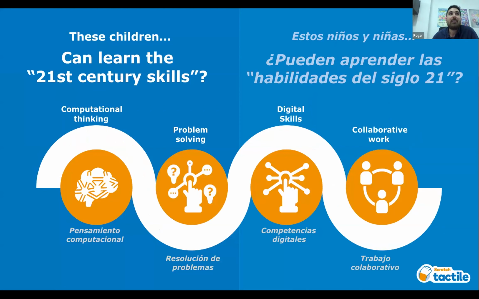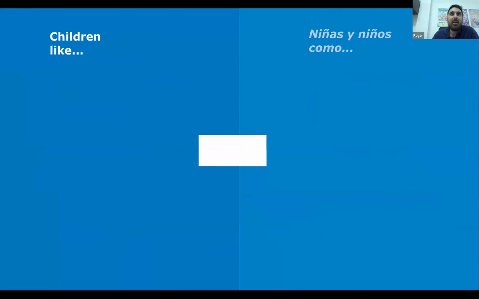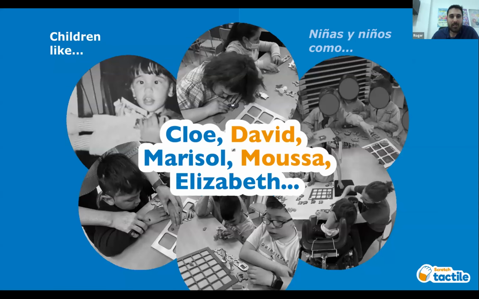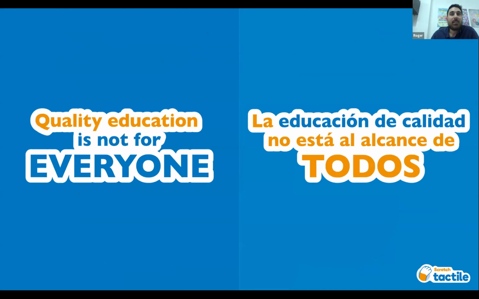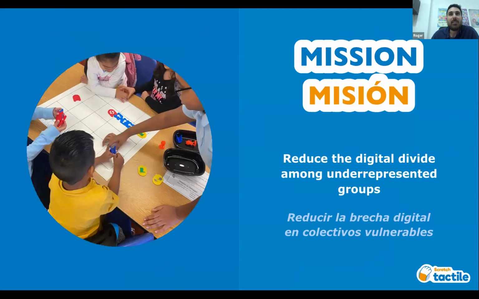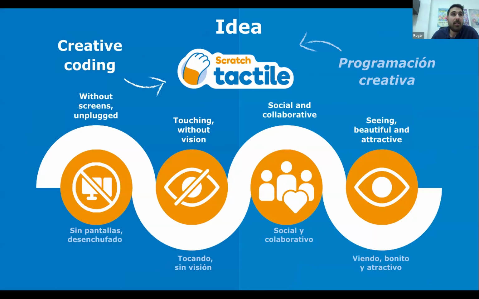And they can learn 21st century skills like computational thinking, problem solving, digital skills, and in a collaborative way. So children like you have in your schools, and Musa, Elizabeth, Chloe, David. So quality education is not for everyone, and we wanted to change this to reduce the digital divide in underrepresented groups.